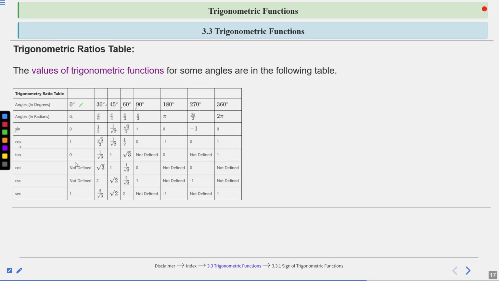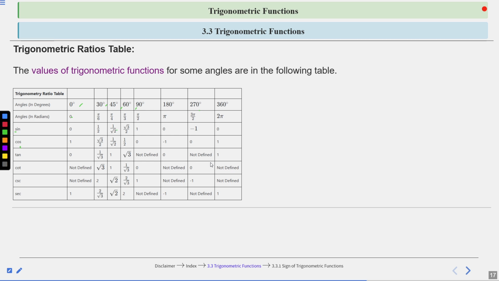Again, cot is cos upon sine. So cot 0 degree is not defined. Cot 30 degrees is root 3, cot 45 degrees is 1, cot 60 degrees is 1 by root 3, cot 90 degrees is 0, cot 180 degrees is not defined, cot 270 degrees is 0, and cot 360 degrees is not defined again.